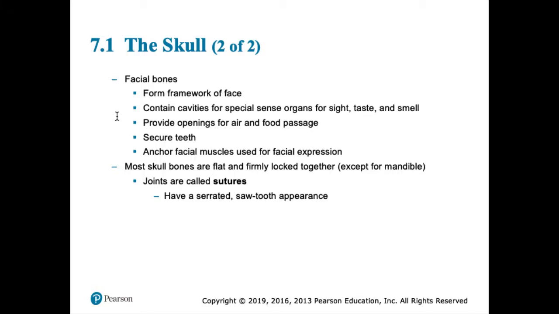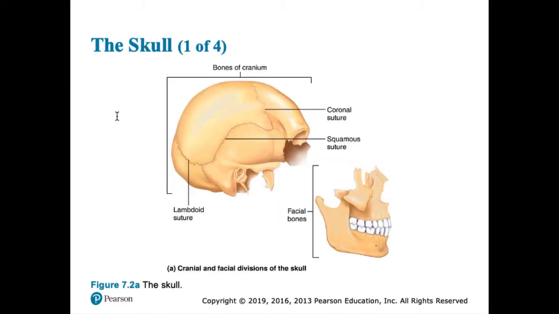The joints are actually called sutures, and they have a serrated, sawtooth appearance. So here's the skull and the bones of the cranium. You see these suture lines. They look like saw-like edges. They are the joints, but we call them sutures. And there are different sutures here: the coronal suture, the squamous suture, and the lambdoid suture. You do need to know each of these sutures, so make sure to memorize those. And these, of course, are those facial bones.